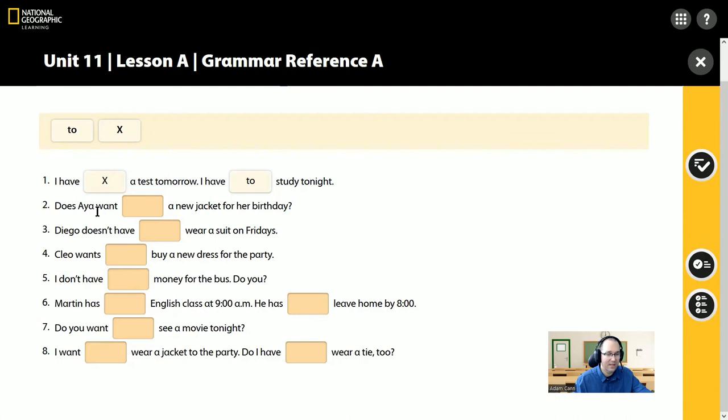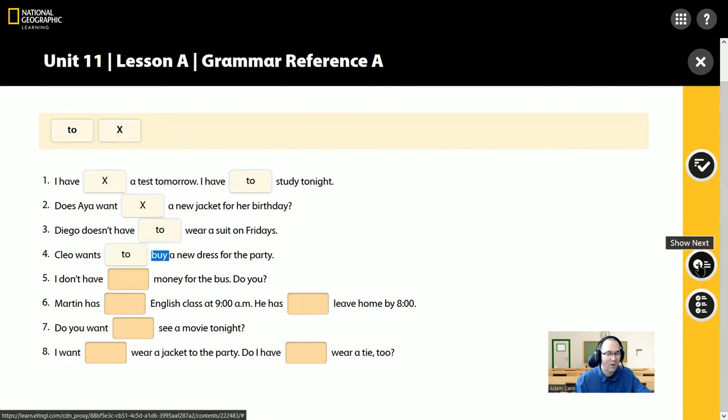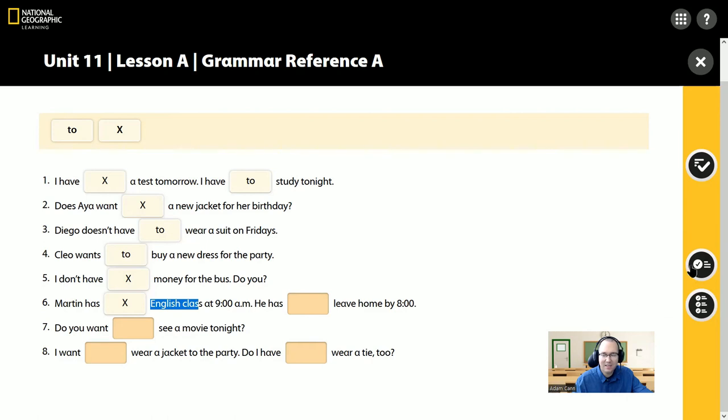Perfect example. Next one. Does Aya, that's a person, does Aya want a new jacket? Well, there's no verb, so X, right? Does Aya want a new jacket for her birthday? Diego doesn't wear a suit today. Well, he doesn't have to wear a suit today. Okay, it's not necessary. Cleo wants buy. Well, there's the verb, so it must be Cleo wants to buy a new dress for the party. I don't have money. Well, that's a noun, so just I don't have money for the bus. Do you? Martin has English class, X, right? Just has something at 9 a.m. He has to leave home by 8.